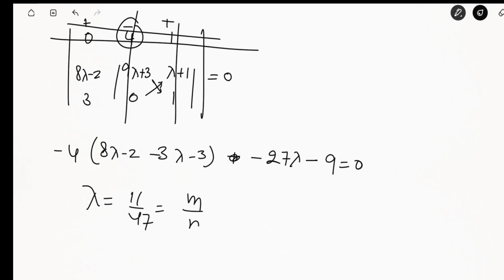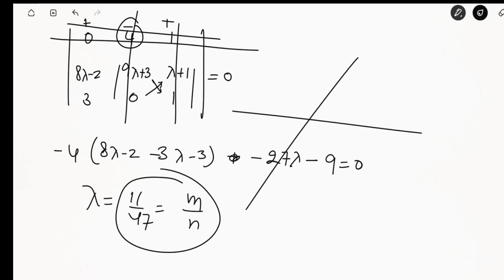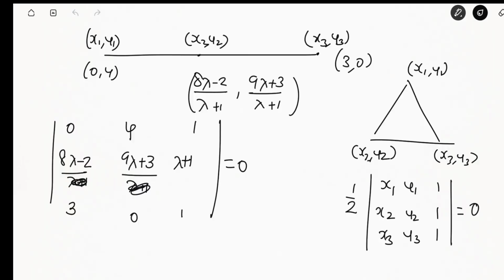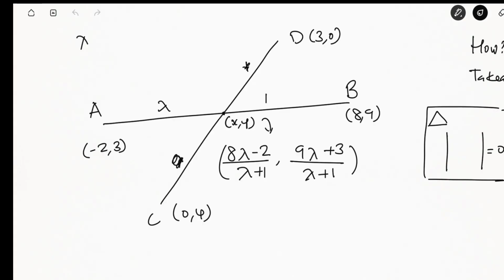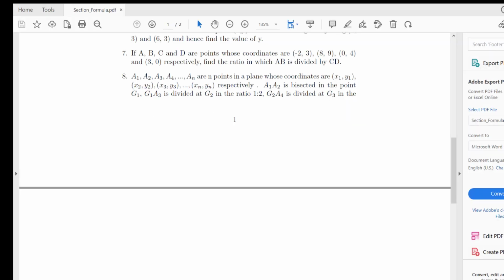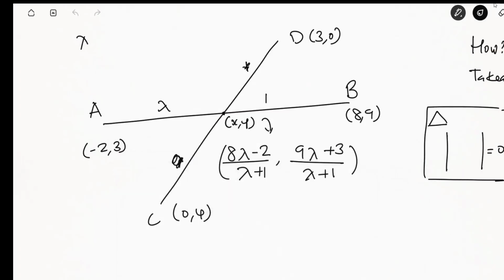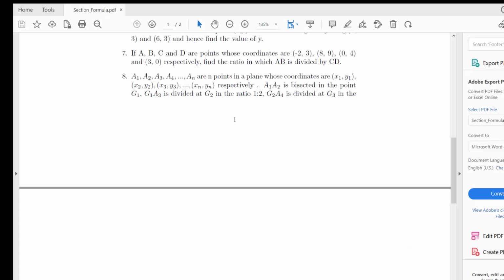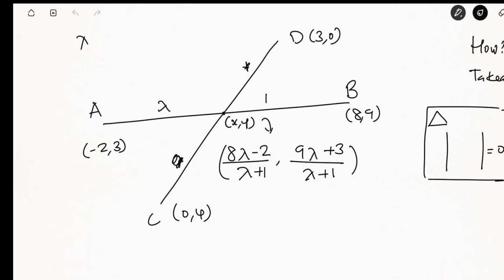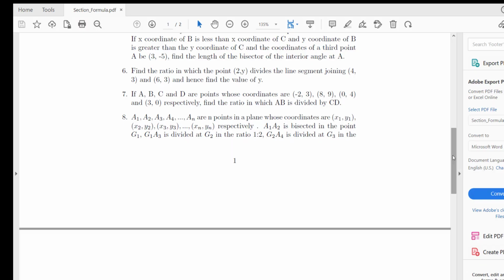That is m is to n. What is the answer? So what is the meaning of this? Which one is dividing which? A, B, C, D. Sorry, CD is dividing line segment AB. That's what it was asked, right? Find the ratio in which AB is divided by CD. So divided by CD, this will be lambda is to 1, and lambda was 11 is to 47. So that's the ratio.